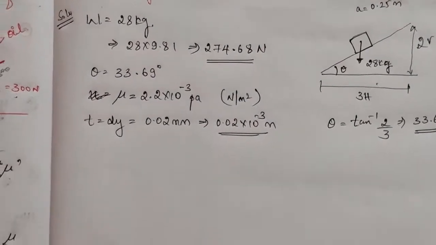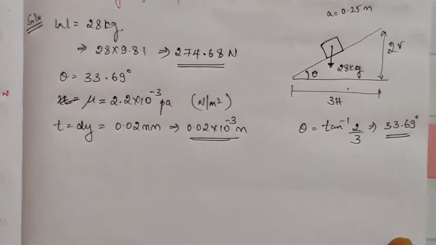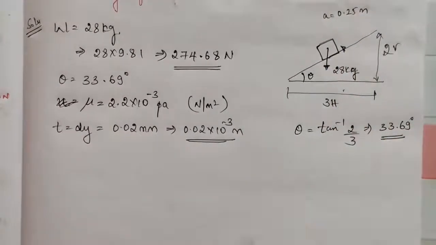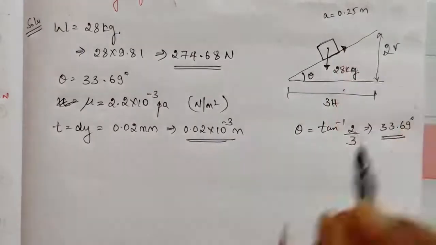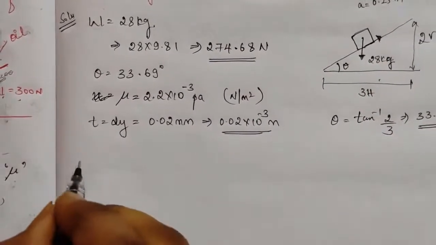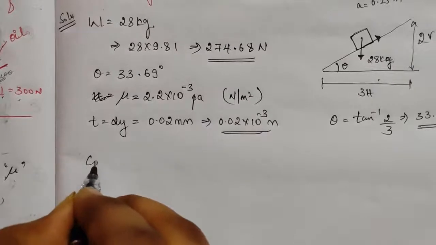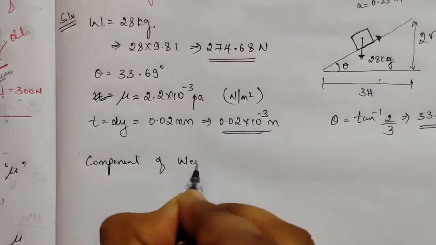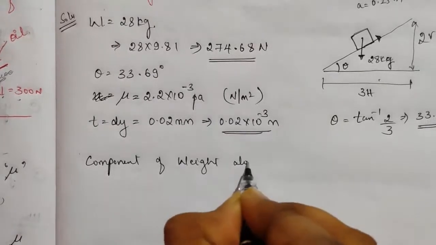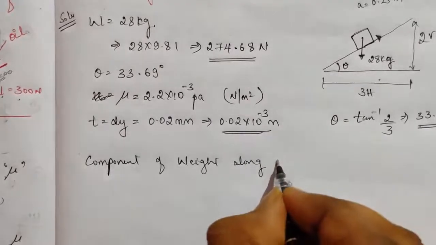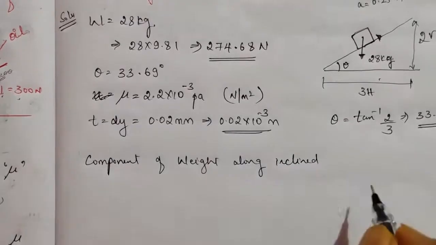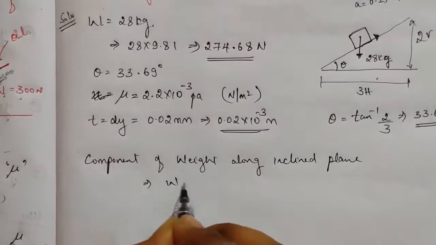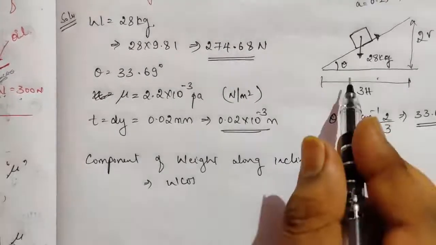Then as we did earlier, what do we need to take? I need to take the weight along the plane surface. So I need the force: the component of weight along the inclined plane, that is W cos, how much?